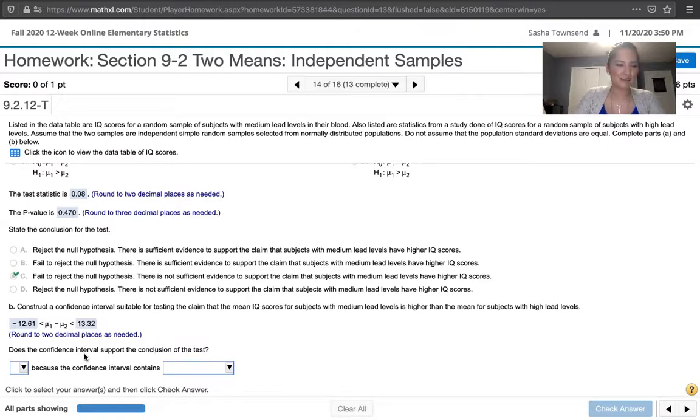It's okay. Then the question says, does the confidence interval support the conclusion of the test? The conclusion of the test was to fail to reject the null hypothesis. Remember, that means that the null hypothesis might be true, and mu sub 1 minus mu sub 2 equals 0 is in that interval. So that's saying that the null hypothesis might be true. So yes, the confidence interval does support the conclusion of the test because the confidence interval contains 0.